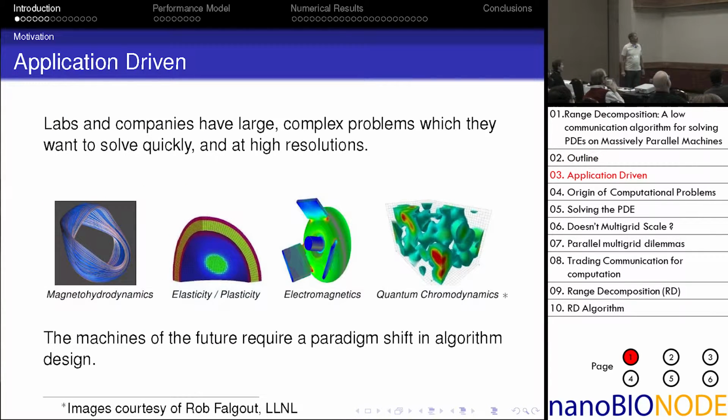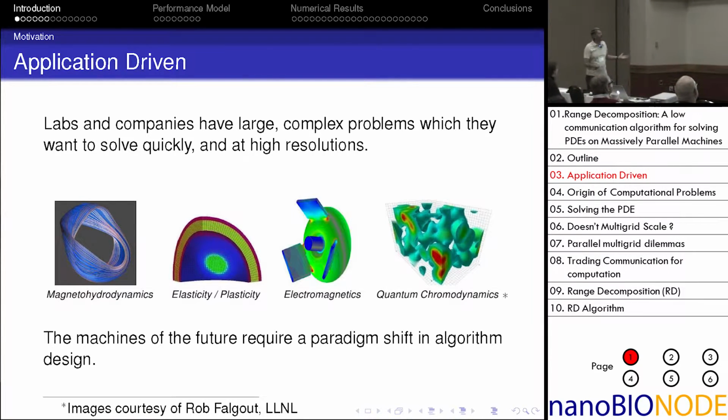So here's some obligatory application slides, courtesy of Rob. We want to solve these rather complicated problems, and we're all trying to do it in parallel and break them into pieces and do a little piece on each processor. So this is a different way to do that.